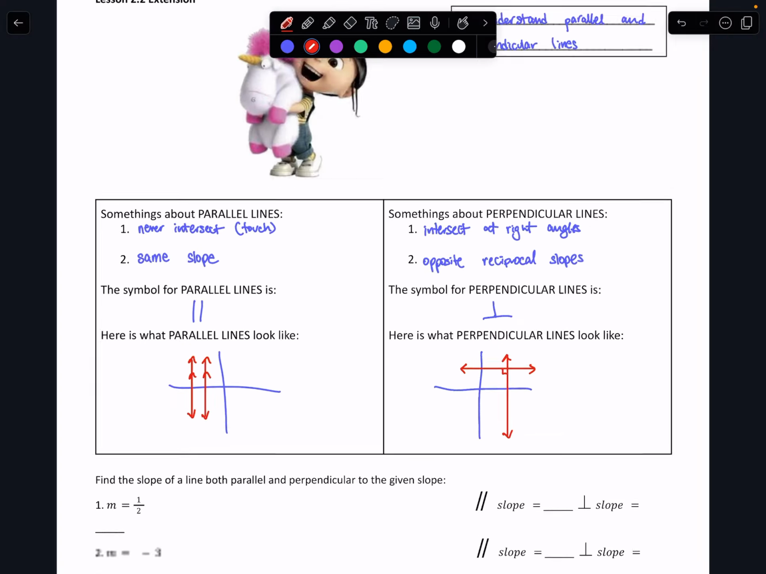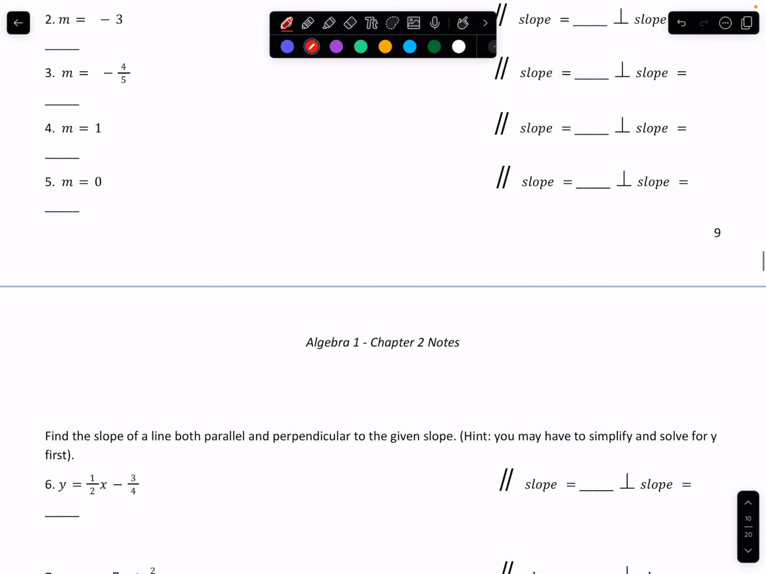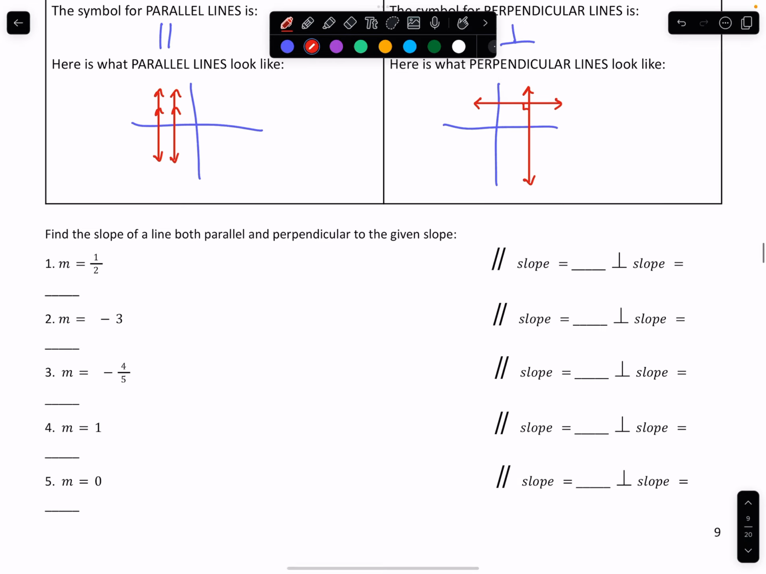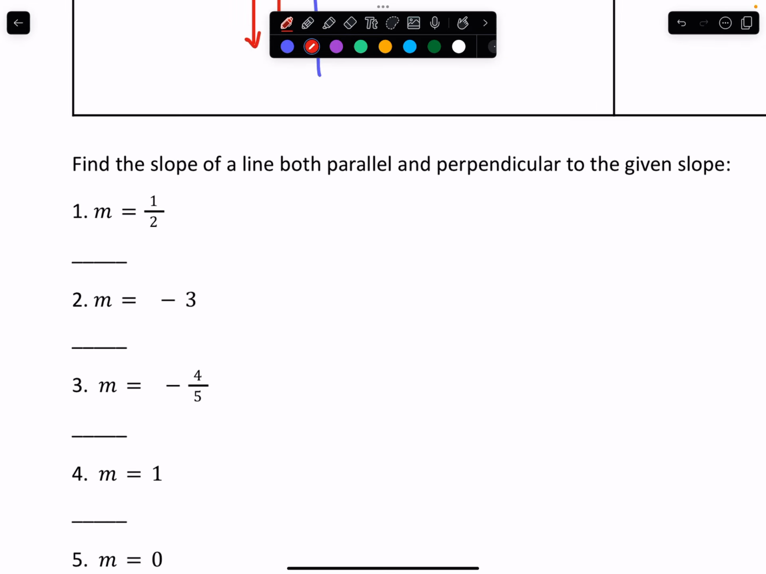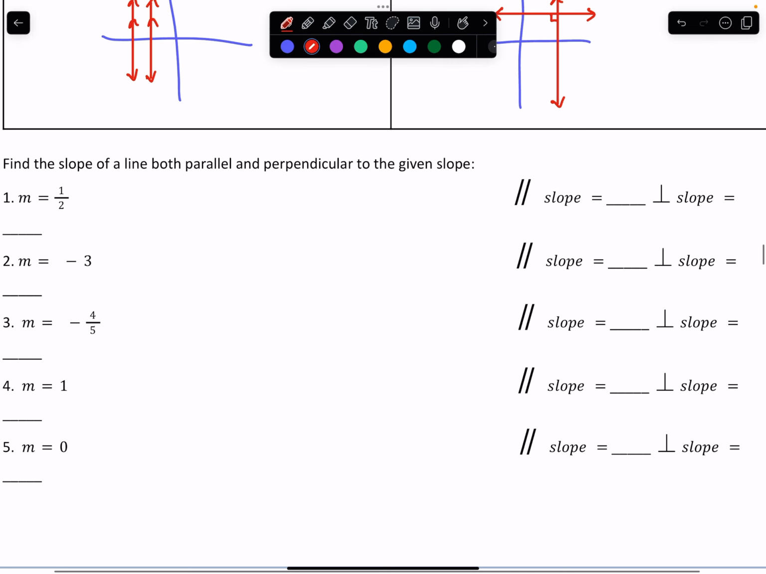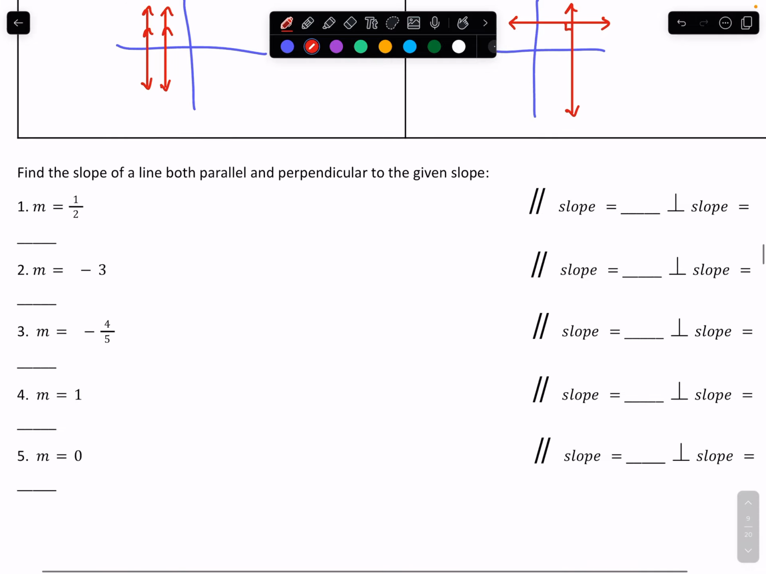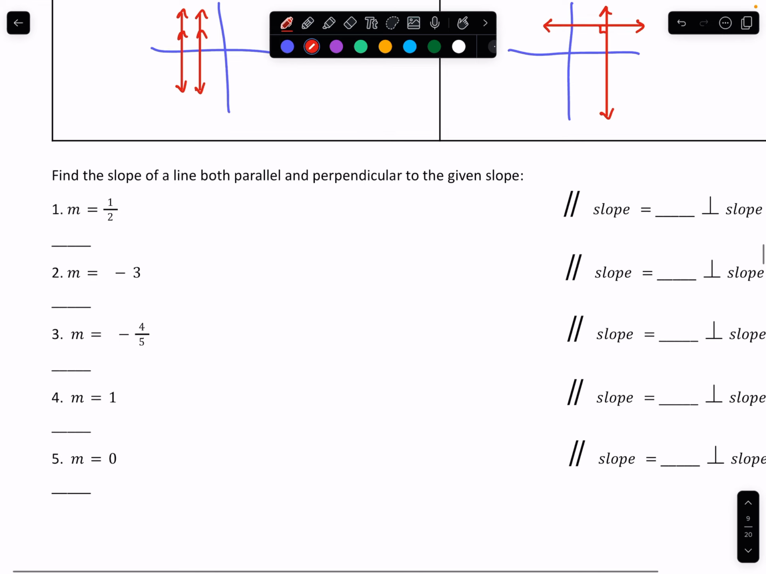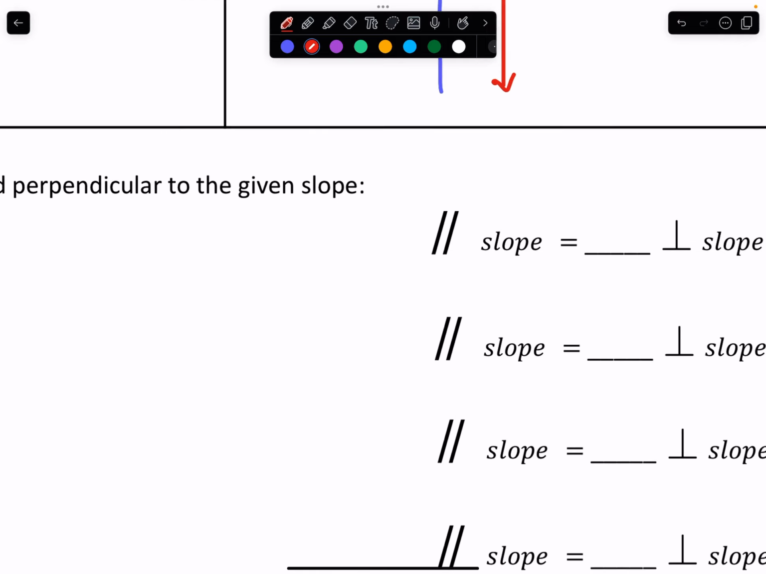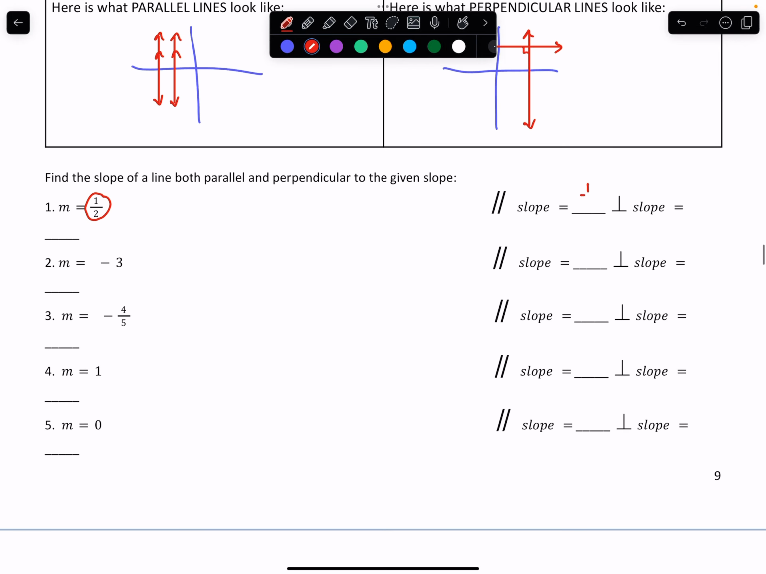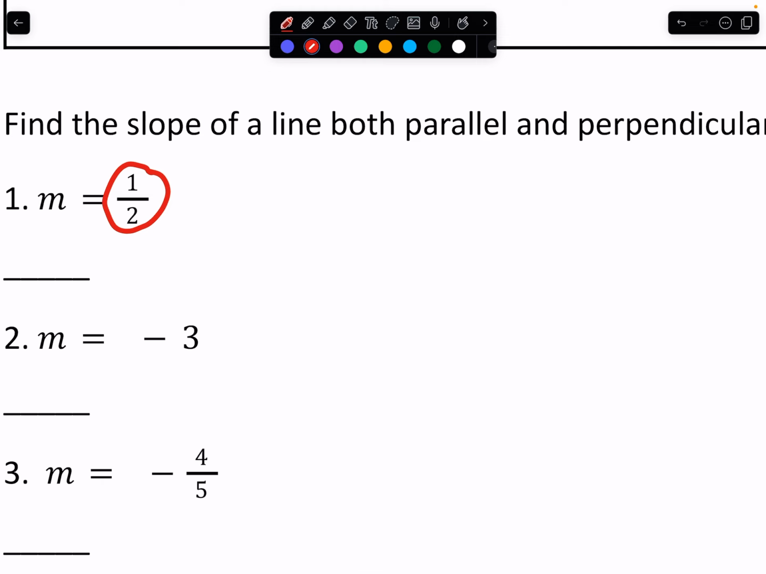So now let's talk about how to find them if you're given a slope. For this one right here, I don't know why it's shifted off a little bit, but we'll manage. Find the slope of both parallel and perpendicular to the given slope. So parallel lines have the same exact slope. So if one line has a slope of 1/2, the parallel line, remember this is the symbol for parallel, will also have the same exact slope of 1/2. So that's super easy.